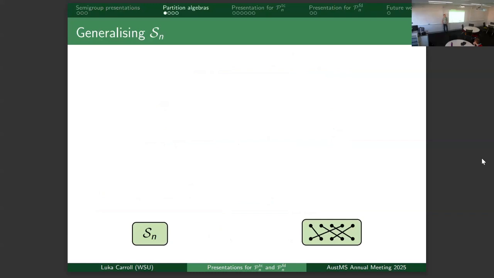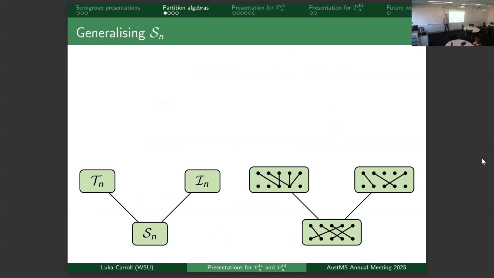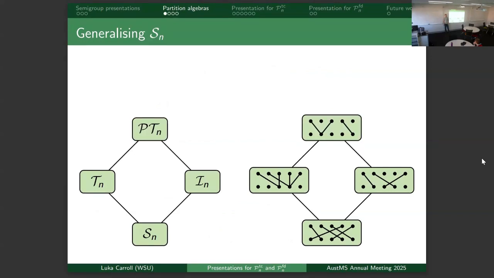There are various ways of generalizing the concept of the symmetric group. If you think of the symmetric group as bijective mappings from a set to itself, we can generalize that by allowing non-bijective mappings from a set to itself. That gives us the full transformation monoid. We could also generalize it the other way by allowing partial bijections. This gives us the symmetric inverse monoid. If you generalize in both directions, you get the partial transformations.